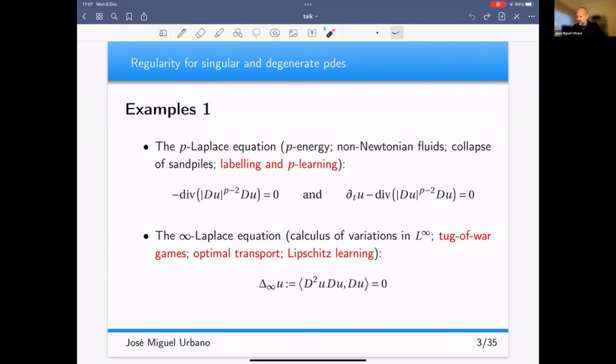A recent, very interesting application, I mean, these equations keep appearing in different contexts, and recently, a lot of people are studying machine learning, and the P Laplace equation appeared in an area which is called semi-supervised learning, when you have a large data set and you have a small subset of data where you have labels, and you want to extend this labeling to the whole data set.